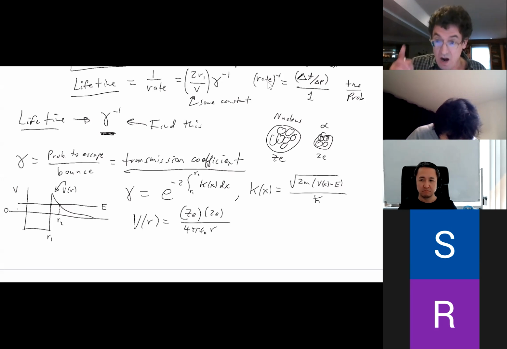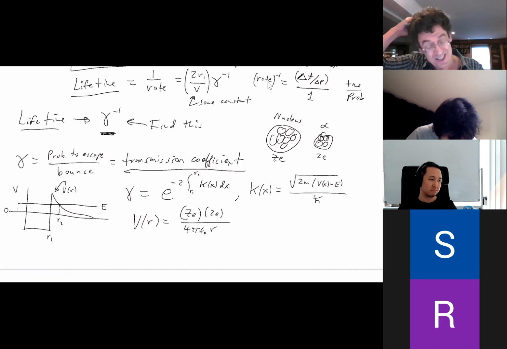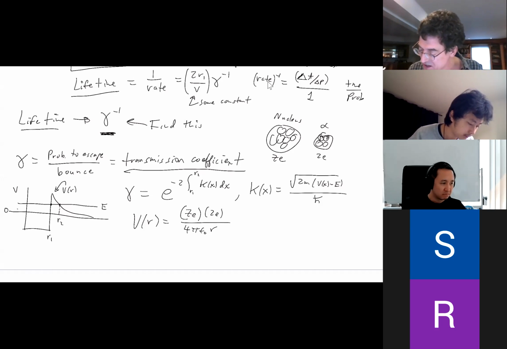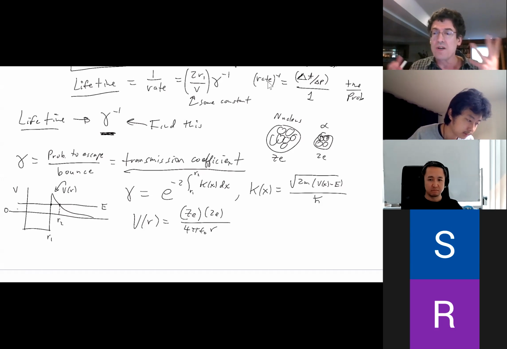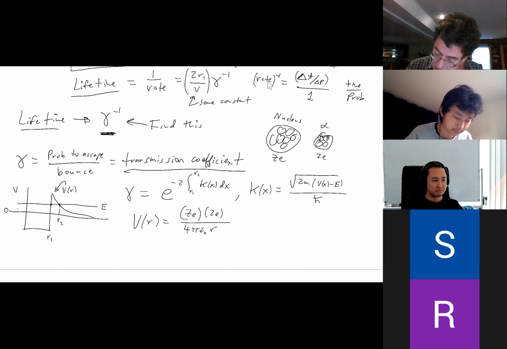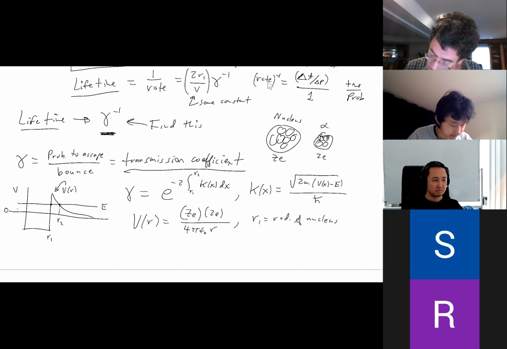And so R1 is not obvious what it is. Basically we have everything we need, and the only things we're missing are R1 and R2. Everything is known except for R1 and R2. So R1 is the radius of the nucleus. And we don't know that. So we'll just call that an unknown factor.